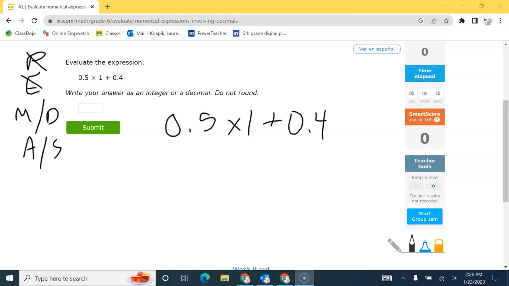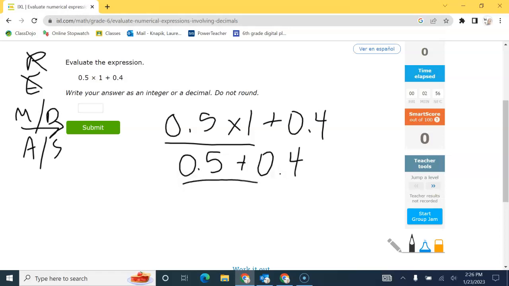So it looks like I left off right at the multiplication and division step, which we do have multiplication. And remember, we're always going from left to right with multiplication and division. It's not always multiplication necessarily first. So we're going to multiply 0.5 times 1. Anything times 1 is itself. And then we're going to bring down the rest of our expression to show our work. So now we're going to add 0.5 plus 0.4. When you add your decimals, make sure decimals line up. And since both of these numbers are in the tenths place, it's going to be just 0.9.